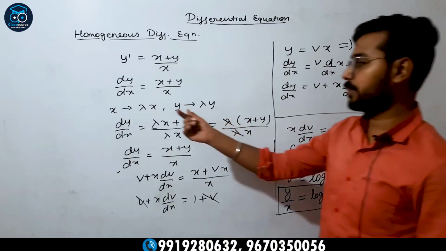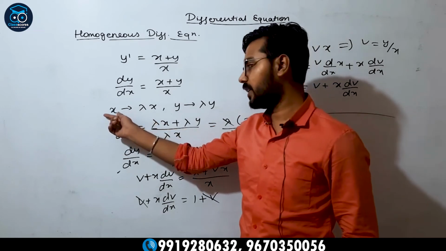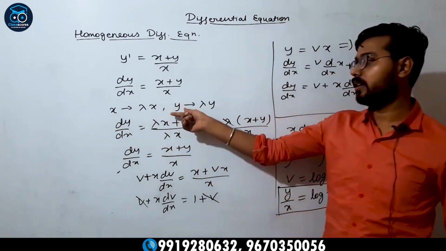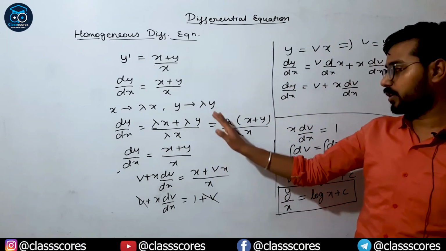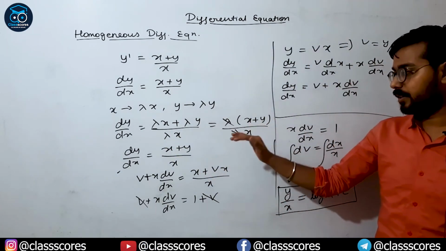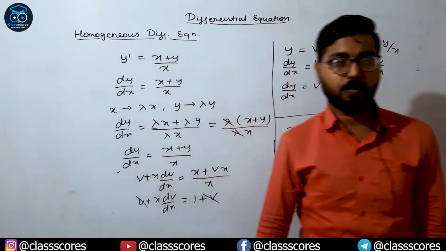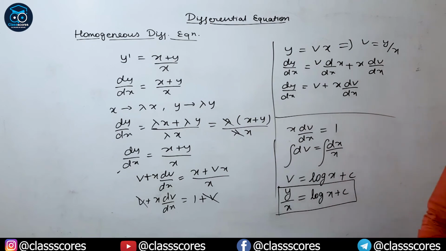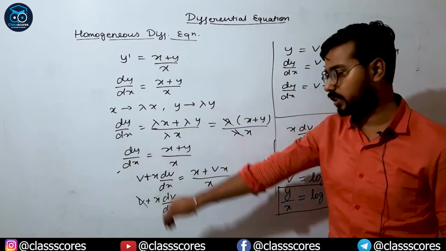We just need to replace the value of x with lambda x and the value of y with lambda y, and simplify. If lambda is eliminated totally, then it will be considered a homogeneous equation. Okay, now here lambda is eliminated completely, so it is a homogeneous equation.